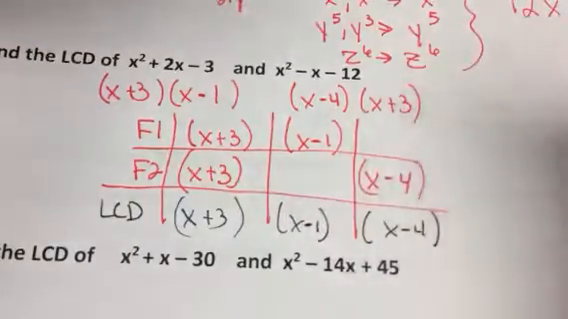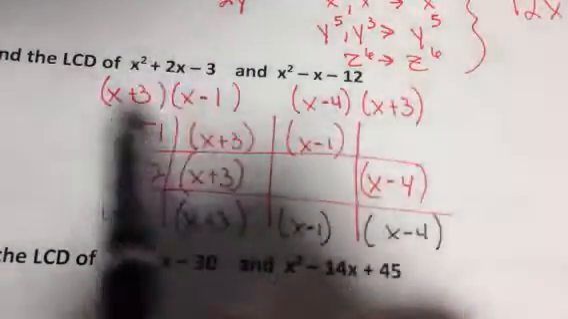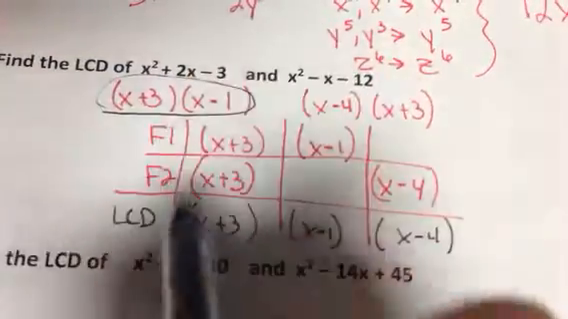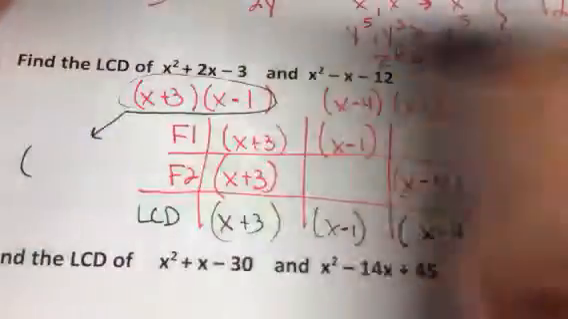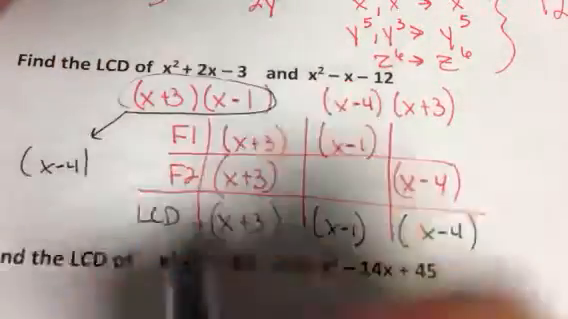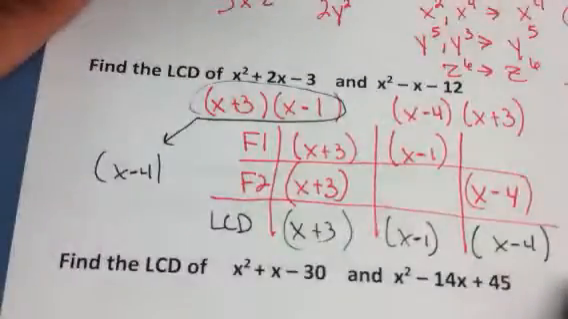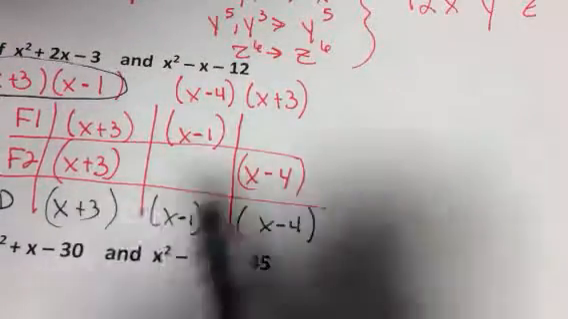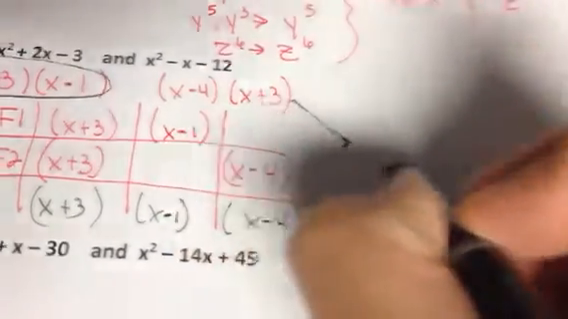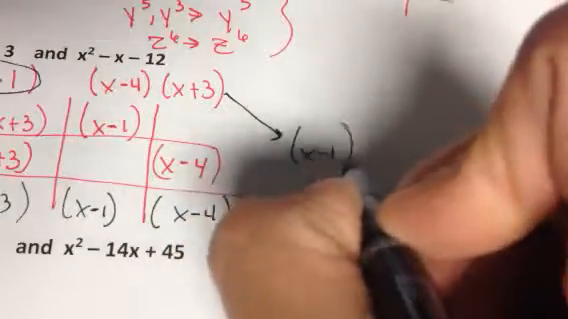So what I would have to do then, and I really should have put this over here because I need this space, is when I look at this fraction denominator, it already has the x plus 3 and the x minus 1, so I'd have to multiply this one with an x minus 4 so that it has all 3. And this one has the x minus 4 and the x plus 3, but what it still needs is the x minus 1, so that's what I'd multiply this one by.